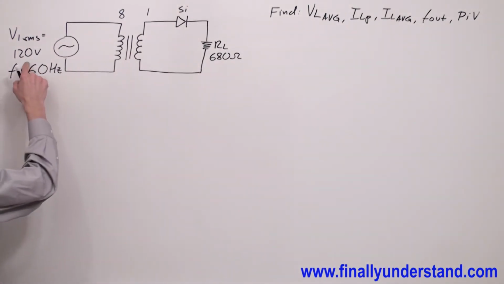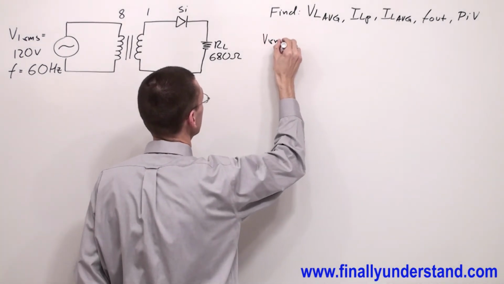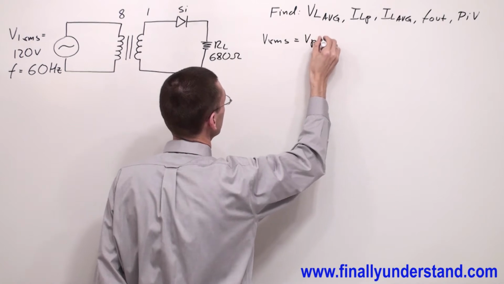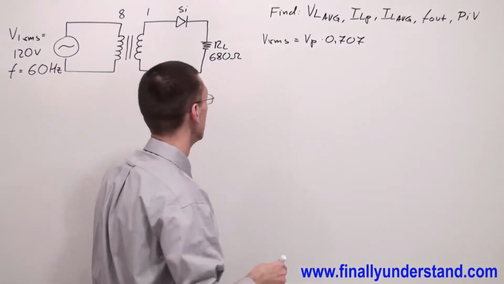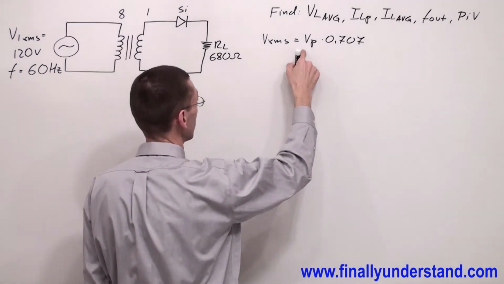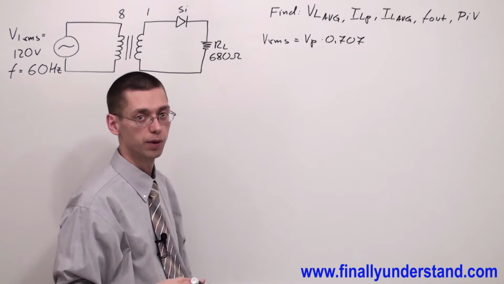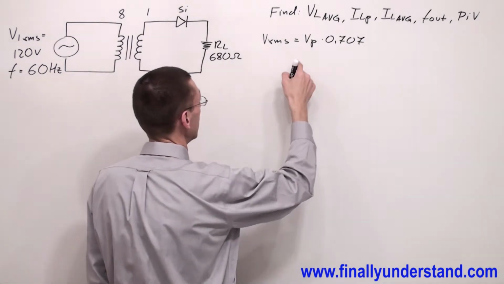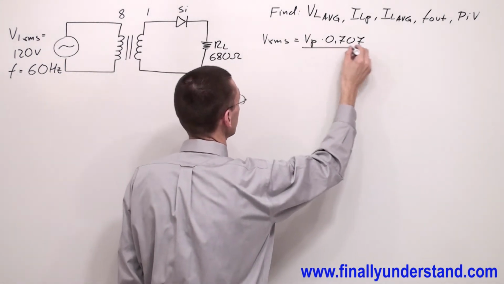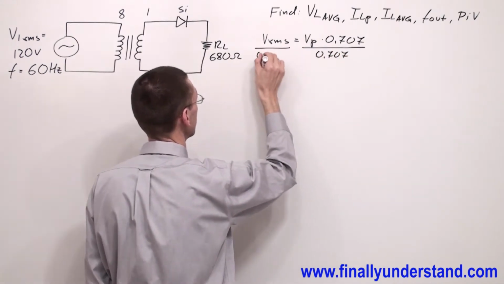First, I'm going to convert my primary voltage to voltage peak. Voltage RMS is equal to voltage peak times 0.707. This is the general formula for RMS voltage. I'm looking for voltage peak because my problem is going to be much easier, in my personal opinion, to solve if I convert everything to peak. What I'm going to do first is divide this formula by 0.707 on both sides.